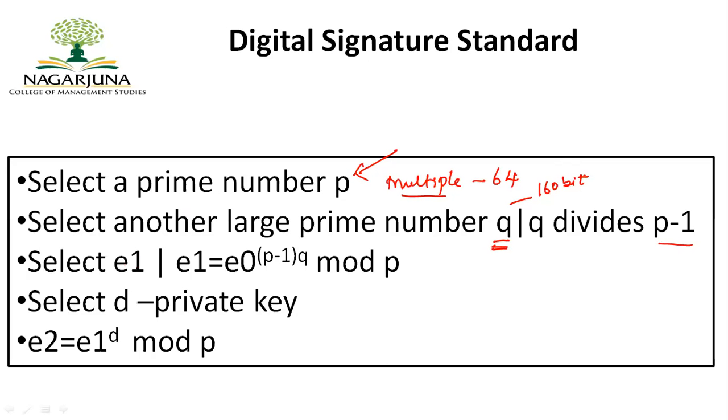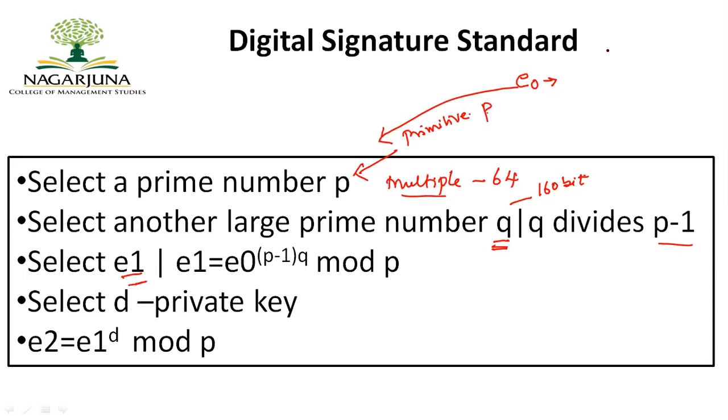Now it is time to select E1. To select E1, we calculate this equation: E1 is equal to E0 to the power of (P minus 1)/Q, and you perform a mod operation with P. So now we are supposed to select E0, where this E0 should be a primitive root of your prime number P.